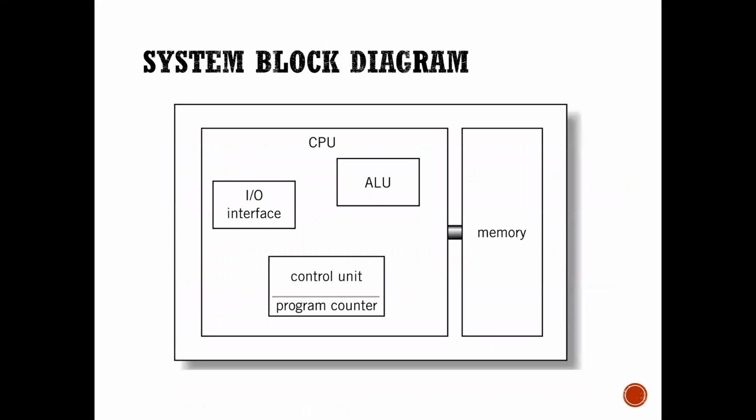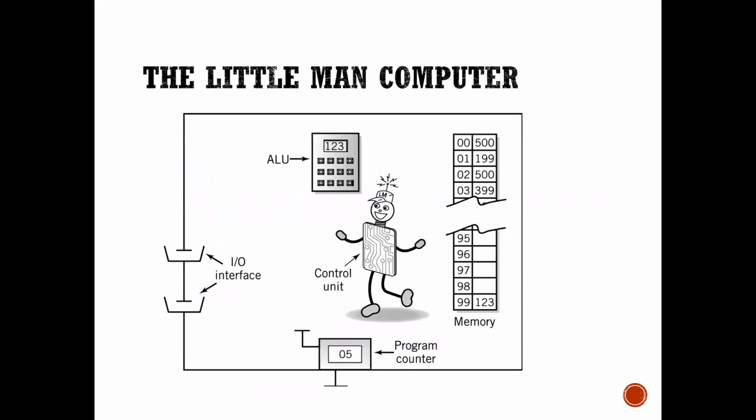In this example block diagram, we have the CPU, input-output interface, ALU, control unit, and memory. Here you can see any input from the keyboard, for example, or output, such as a printer or camera. Any input goes to the control unit for processing and is put in memory.